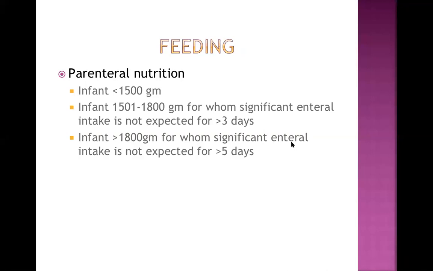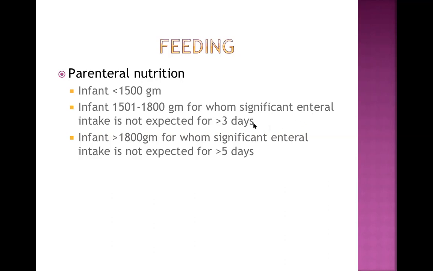But if the baby is very sick, if the baby is very, very premature, then you cannot give milk like that. So parenteral nutrition should be given. So what are the indications for parenteral nutrition? Remember, parenteral means IV nutrition. If the infant is less than 1500 gram, or if the infant is between 1500 to 1800 gram, for whom significant enteral intake is not expected for more than 3 days, meaning we cannot start the NG tube feeding at all.